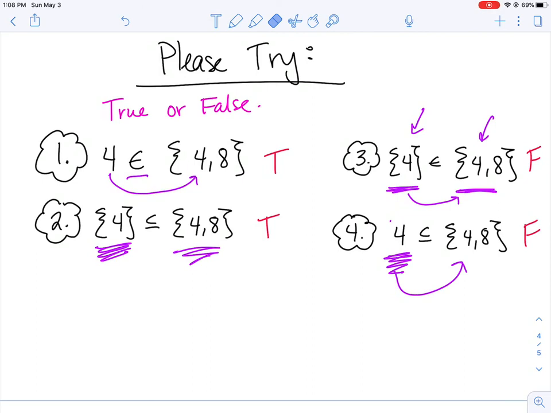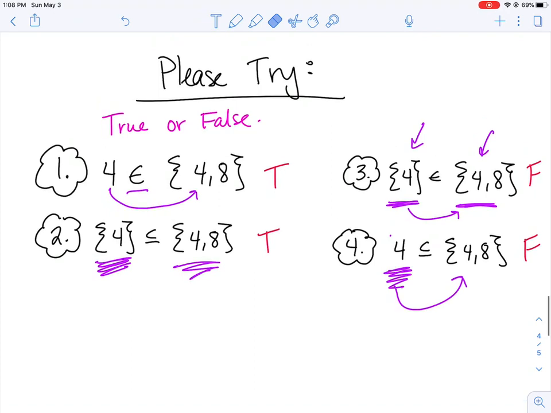So be careful. Remember, one little notation makes a big difference in how the statement is true or false. Make sure that you practice all the different notations. Make sure that you're practicing your subset and your proper subset. And then we'll move on to section 2.3 in the next video.